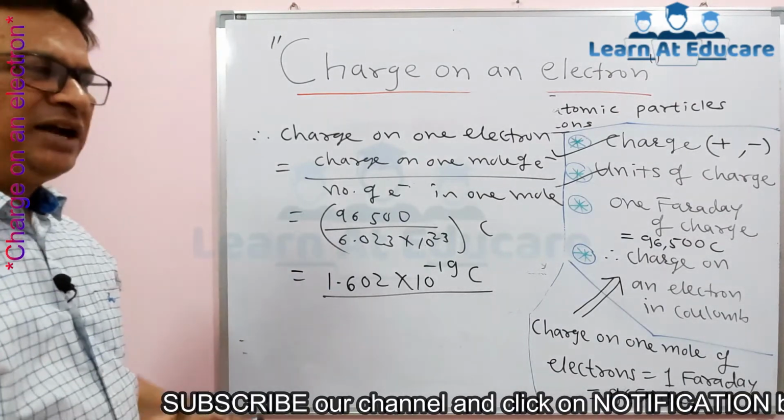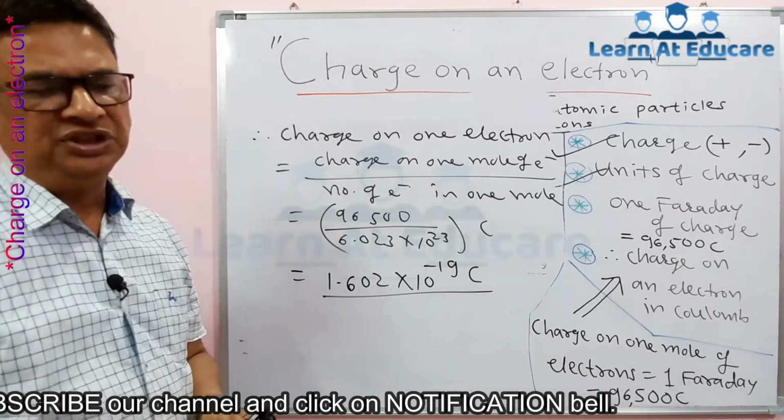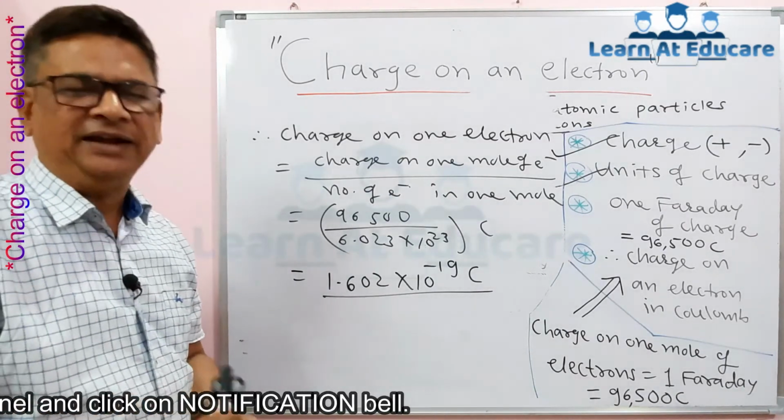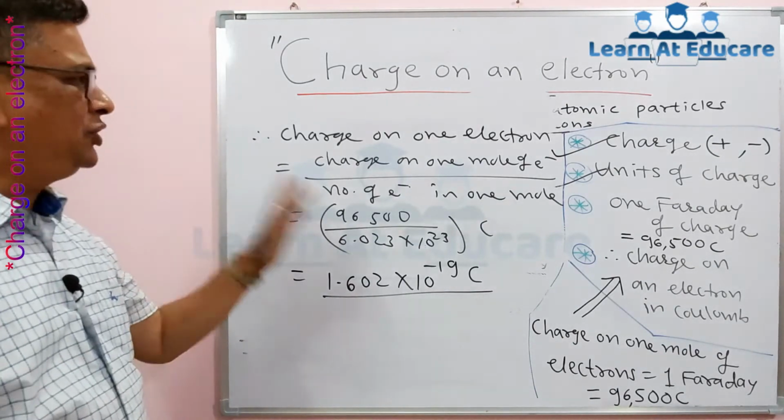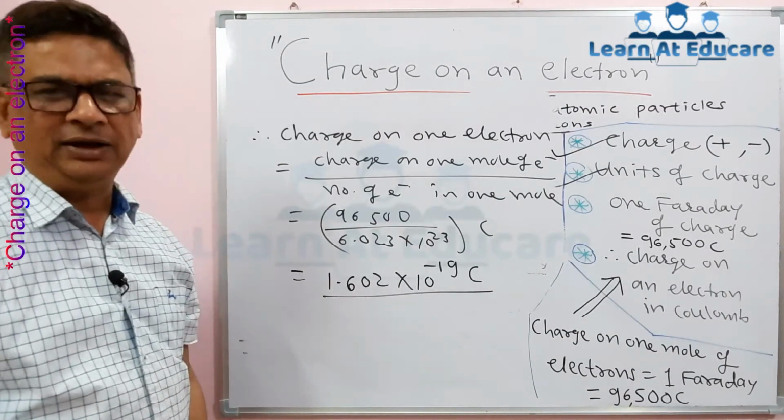We know the charge on an electron is required many times in problems in physics and chemistry. So this is the brief information about how the charge on a single electron is calculated or how it comes.